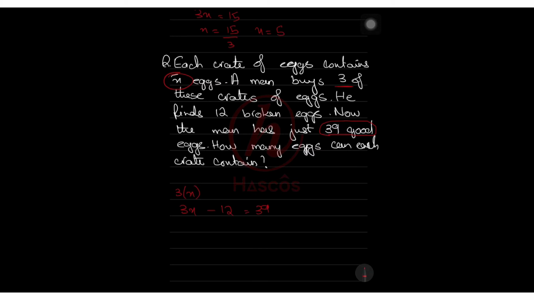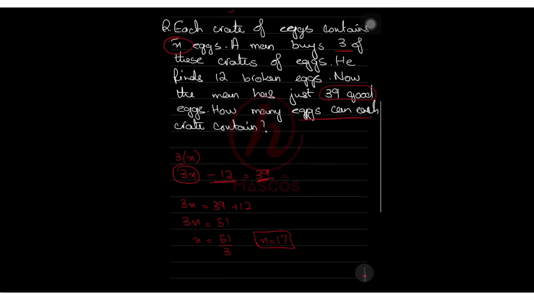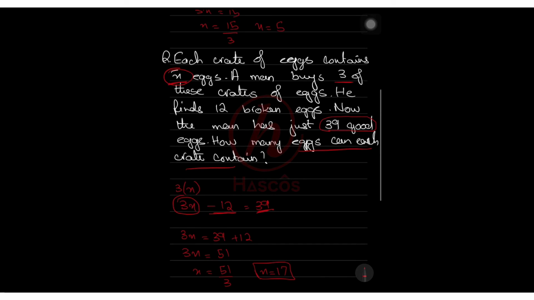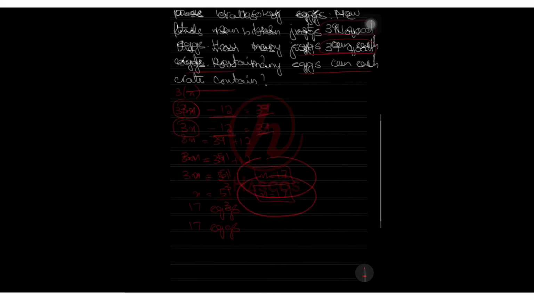So we get, when out of 3 crates, when 12 broken ones are taken away, we find that 39 of them were good. We do 3x is equals to 39 plus 12. 3x is equals to 39 plus 12 is 51. X is equals to 51 upon 3. X is equals to 17. We find that how many eggs can each crate contain? We knew that each crate contained x, and we know x is 17, so that means each crate contains 17.